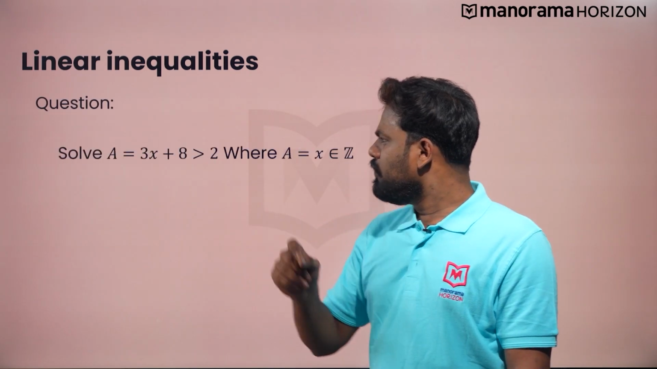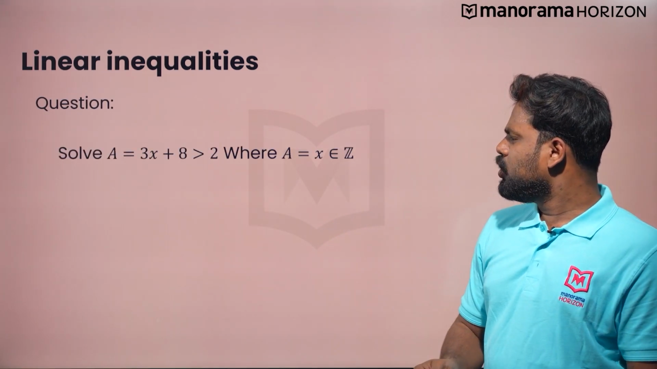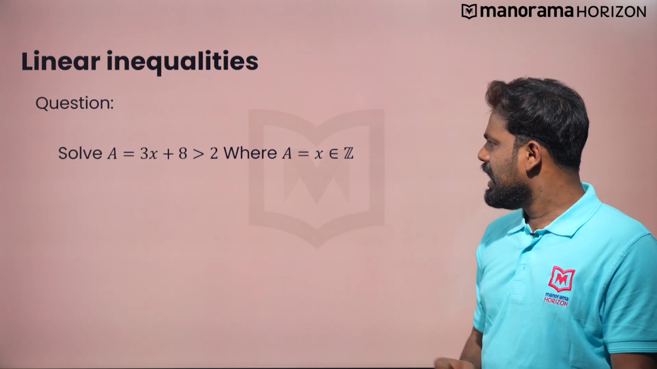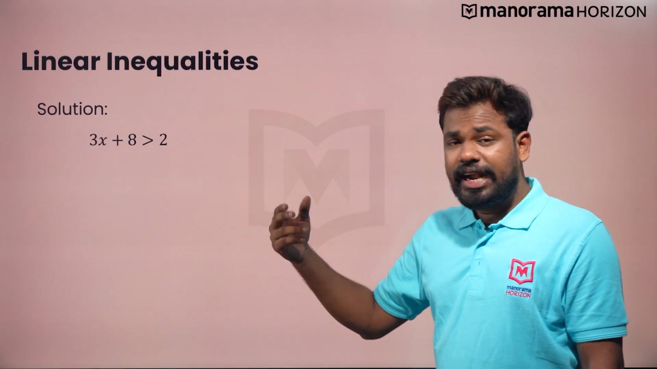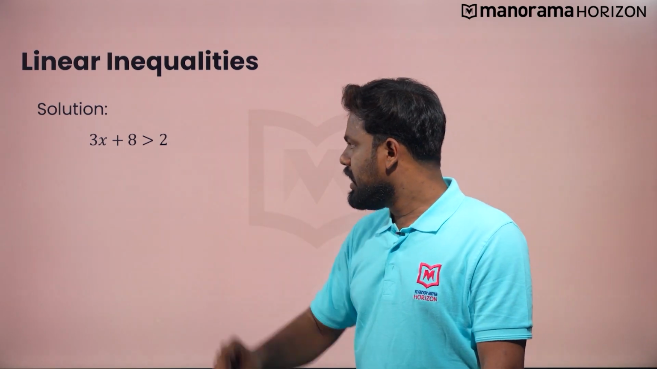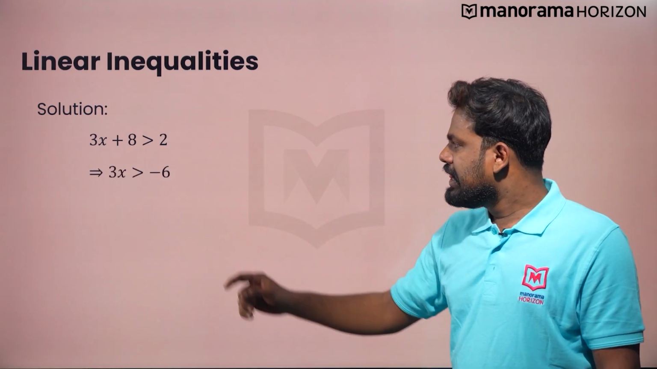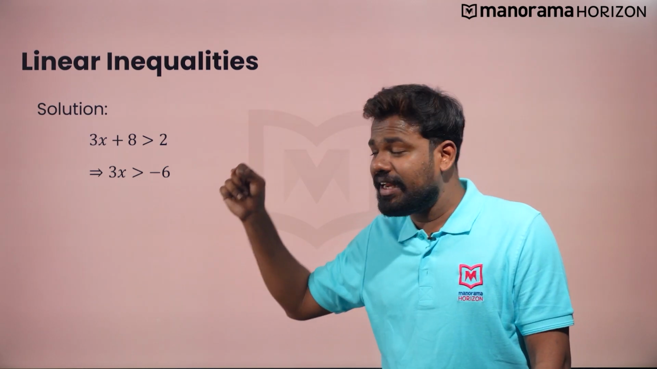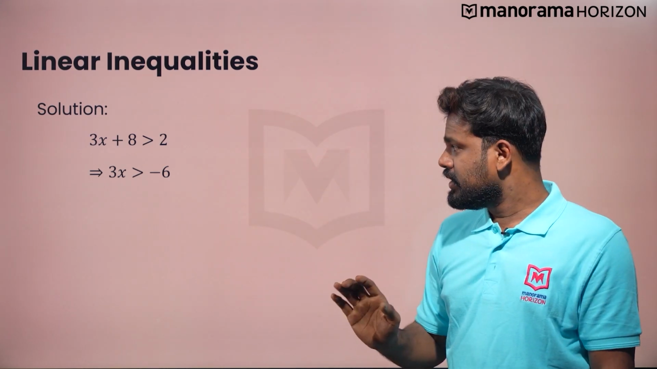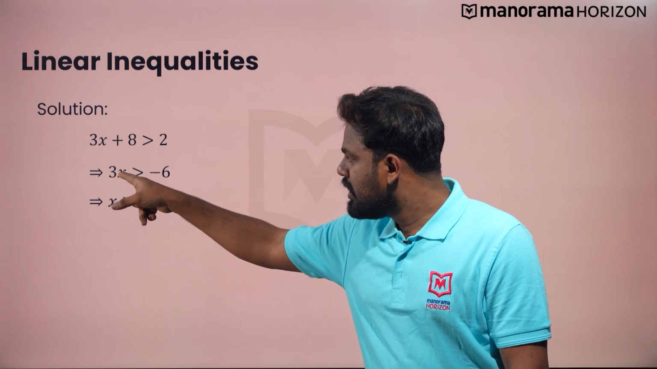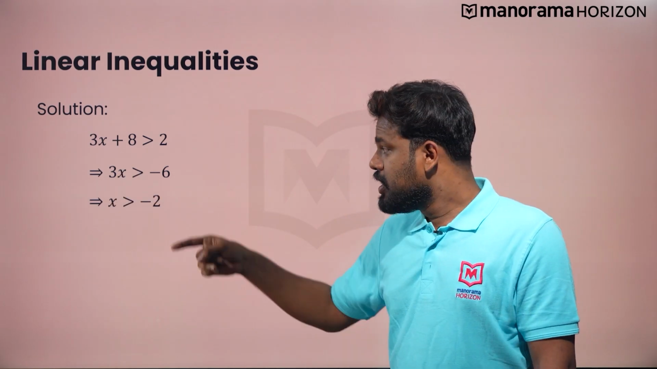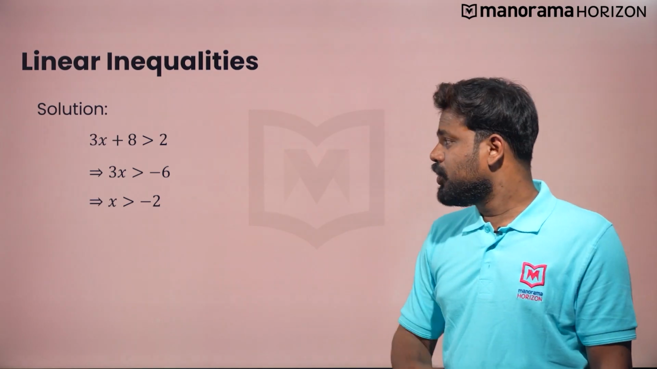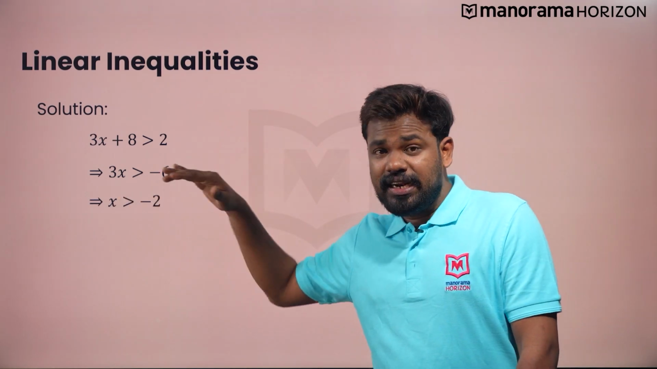The next question is solve for x, which is 3x plus 8 greater than 2, where x is an integer. So to solve this, 3x plus 8 greater than 2. To take the 8 to the right side, you will be getting 3x greater than 2 minus 8, that will be negative 6. And now I have to take this 3 to the right side. I will be getting minus 6 by 3, so that is x greater than negative 2.